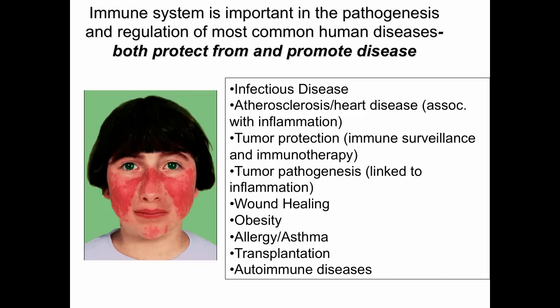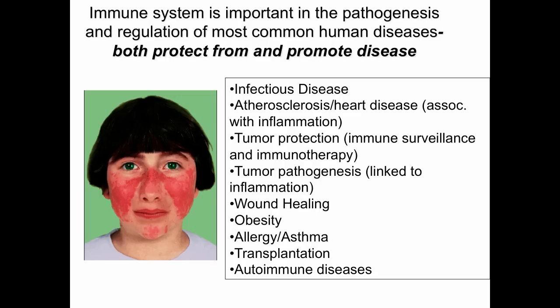atherosclerosis and heart disease, which is associated initially with an inflammatory response. It's also important in cancer pathogenesis, both in terms of immunology being important in protecting us against the development of malignancies, but also chronic inflammation is associated with the tendency to develop tumors. Immunology and inflammatory responses are critical in promoting wound healing, and a whole variety of other fairly common clinical syndromes that you'll see. Some things that are obvious, like allergy and asthma.